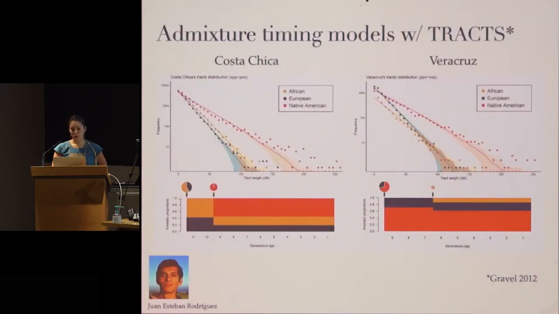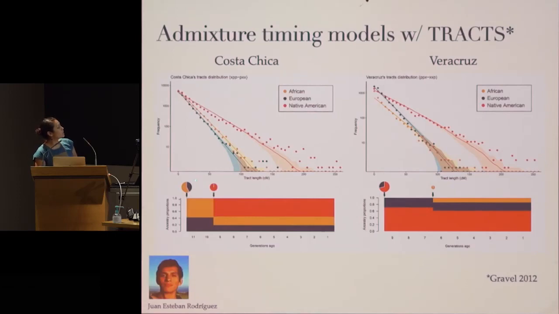Another thing we wanted to do was use this method, also developed by Simon, who's here, called tracts, to model the admixture timings. And we found that the models that best fit the data were also different between Costa Chica and Veracruz.